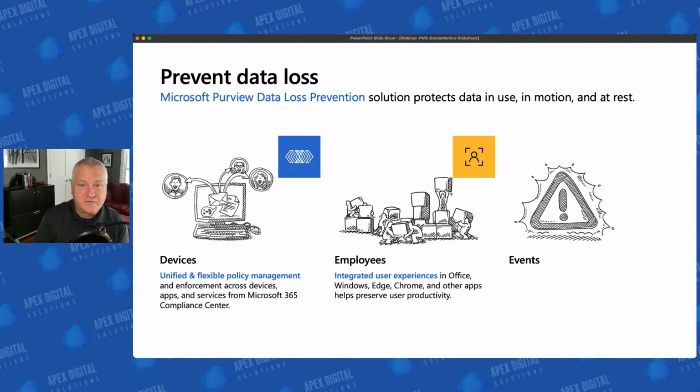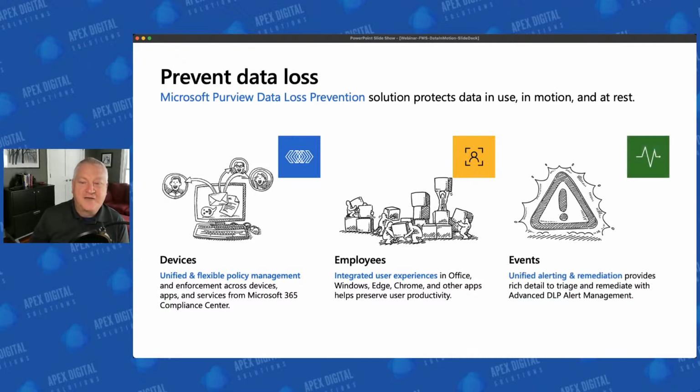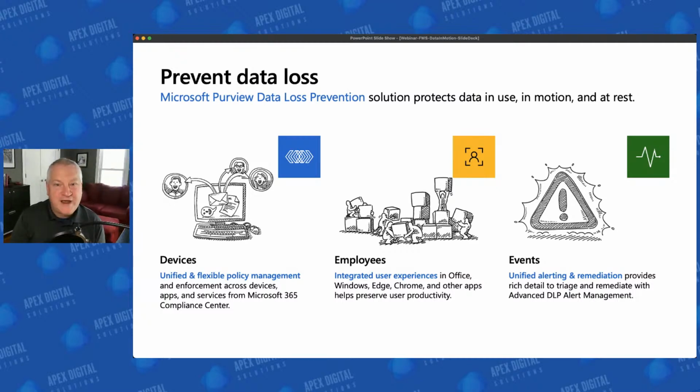I've got a couple of screenshots of what this looks like, how you can control these policies and make them approachable for users, right? I'll even talk about test mode and how we can use that to train our end users. And then, when the alerts happen, what do we do with them? How do we find out about them? How do we remediate them? All these things are key to the overall strategy of preventing data loss.